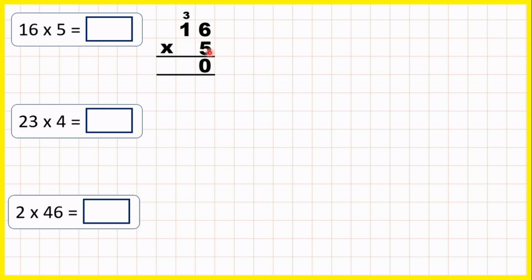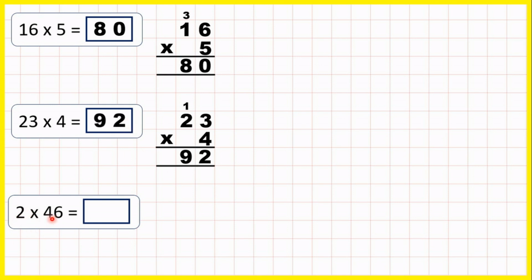So 1 times 5 is 5, but then we need to add what's on top. So 1 times 5 is 5, plus 3 is 8. So 16 times 5 is 80. Now 23 times 4, so we can set this out in the same way. 3 times 4 is 12, so 1, 2. Then 2 times 4 is 8, plus the 1 on top is 9. So our answer is 92.